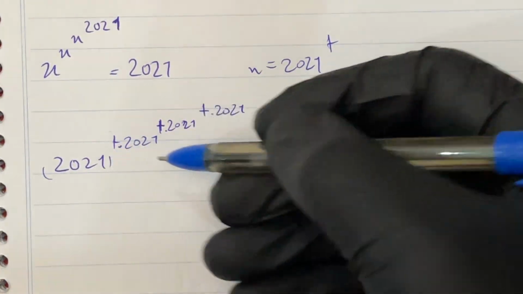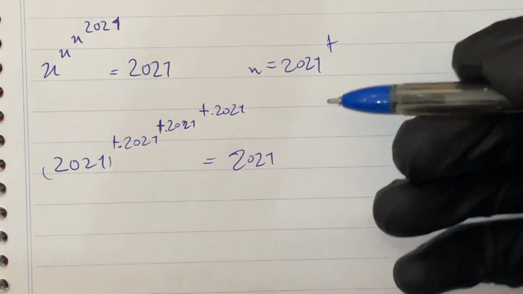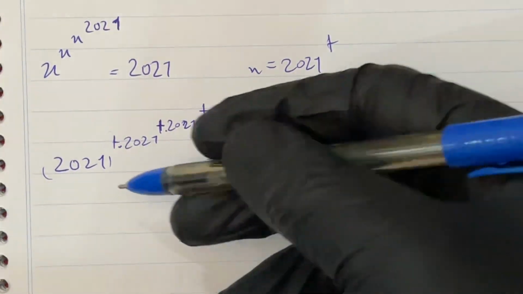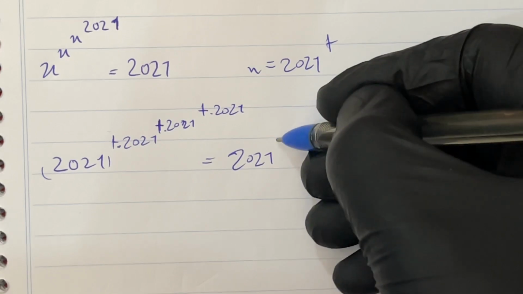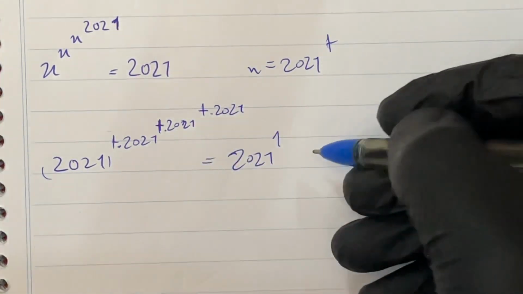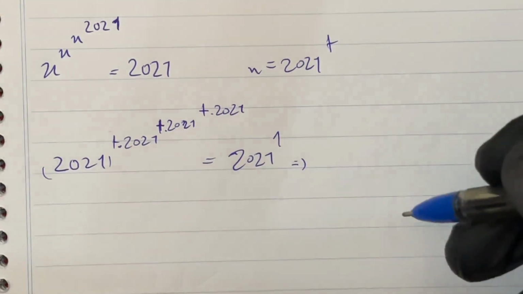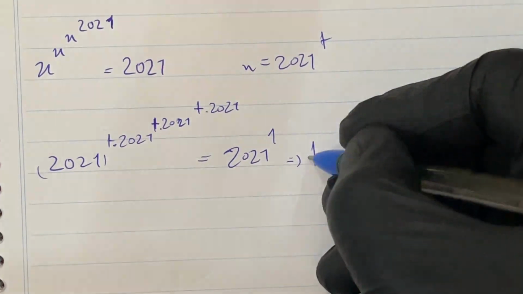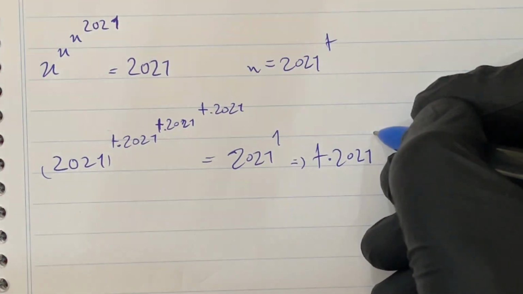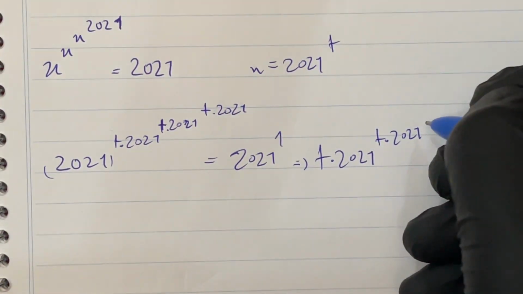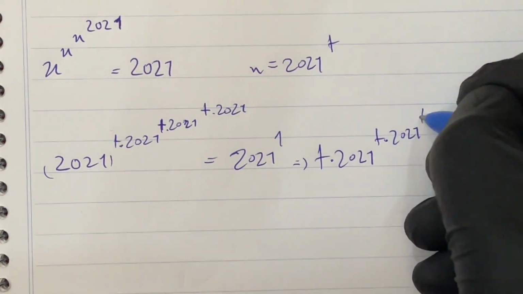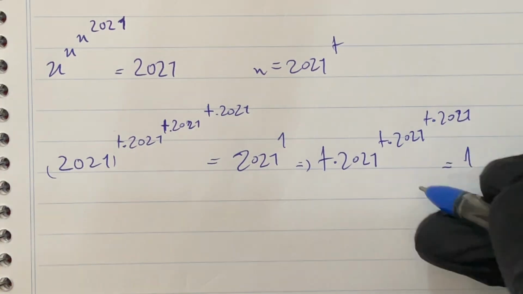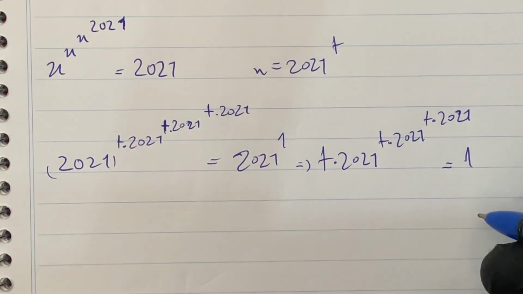As you can see, we just got rid of one of our exponents, which was pretty bothersome. So we know that the exponent of this number is 1, and so our new equation would equate the exponents. So we would have t times 2021 to the power of t times 2021 equals 1. Here, let's just divide both sides by t.